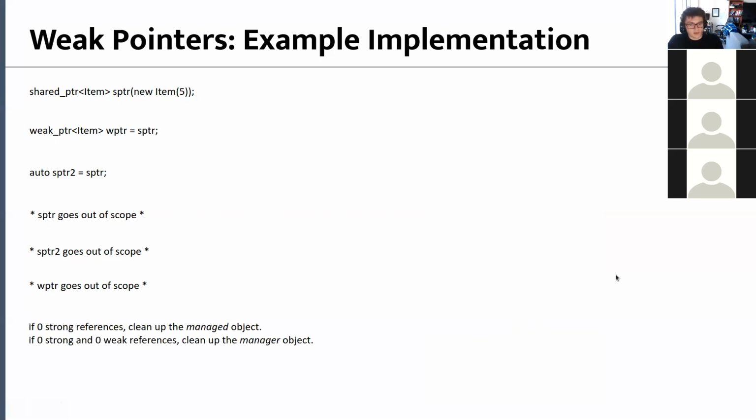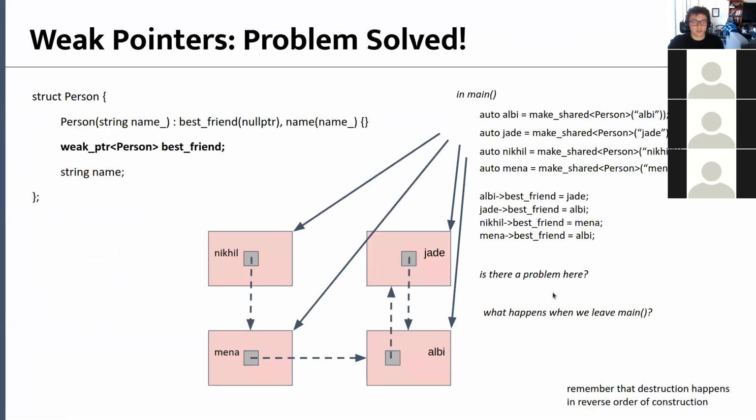So that's the gist there. If we have no references at all, we clean up the manager object. But as soon as we have 0 strong references, we clean up the managed object. Cool. So if we go back to our previous example, let's say our weak pointers are dotted lines, and our strong pointers or shared pointers are the bolded lines.